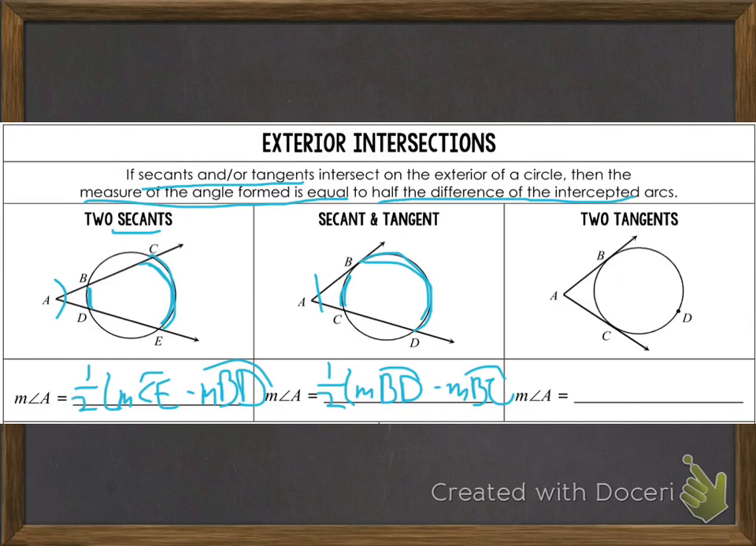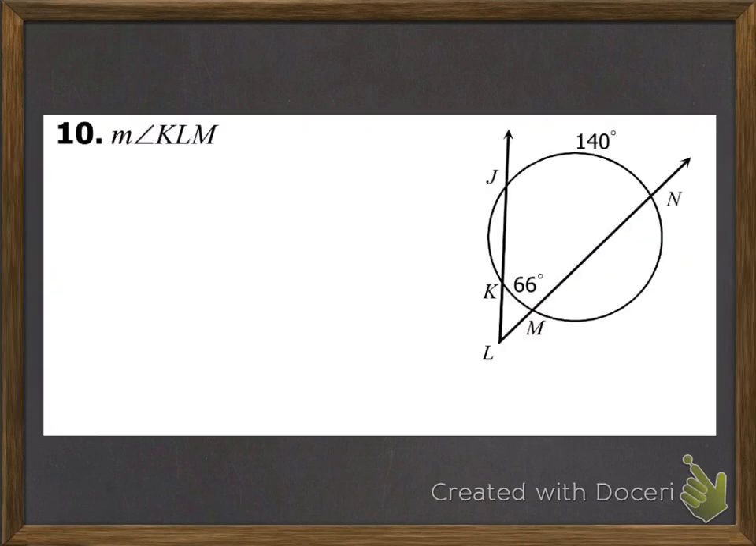So now if you have two tangents, this is when the line is going to hit the circle once, both times. So angle A right here is going to be 1/2 times the measure of arc BDC, this big arc right here, minus the measure of arc BC, which is going to be this little one. So once again, bigger minus the smaller.